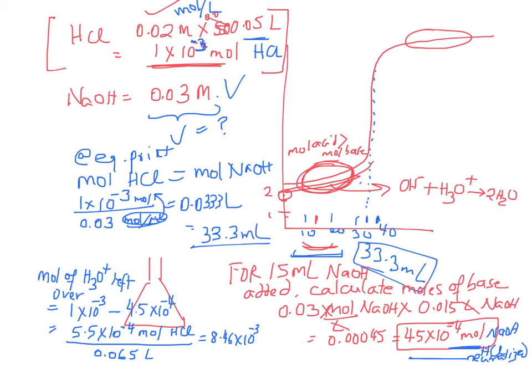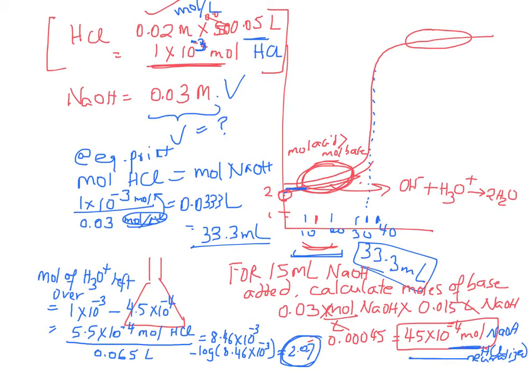And if you take this number and you simply take the negative log of 8.46 times 10 to the negative 3, you're going to end up with 2.07. It still is an acidic pH, but you have crossed over, and that makes sense, as you have added sodium hydroxide, the pH is slowly rising.